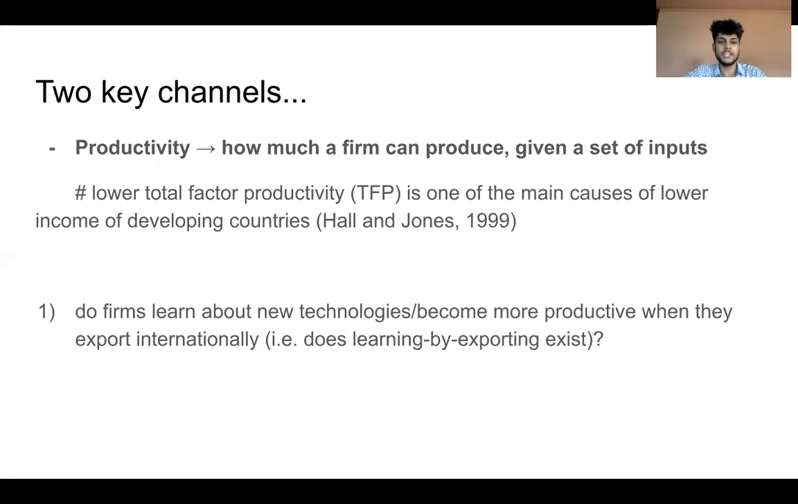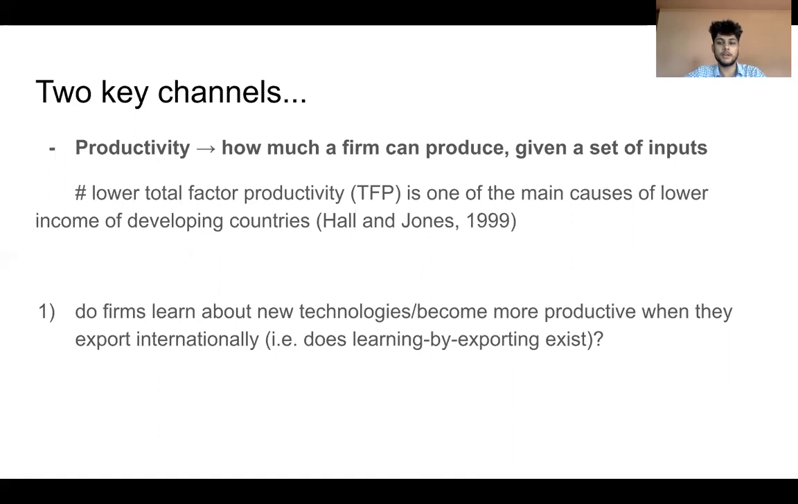So there were two key channels that we explored on how trade affects developing countries. And we focused on the firms in developing countries. The first channel is productivity, which means how much a firm can produce given a set of inputs. And it has been a well-established fact in development economics that lower TFP is one of the main causes of lower income in developing countries.